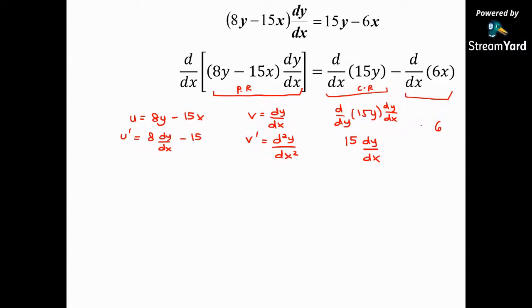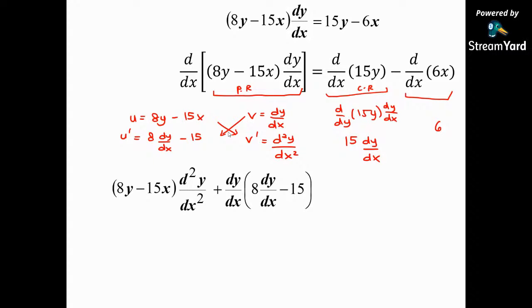Okay, so now I'm going to write them: u v prime plus v u prime. And then, of course, this is equal to the right-hand side, so 15 dy over dx minus 6. Okay, so I'm going to simplify them a little bit because we want to know what is the value of d2y over dx squared at x equal to 1, y equal to 3.